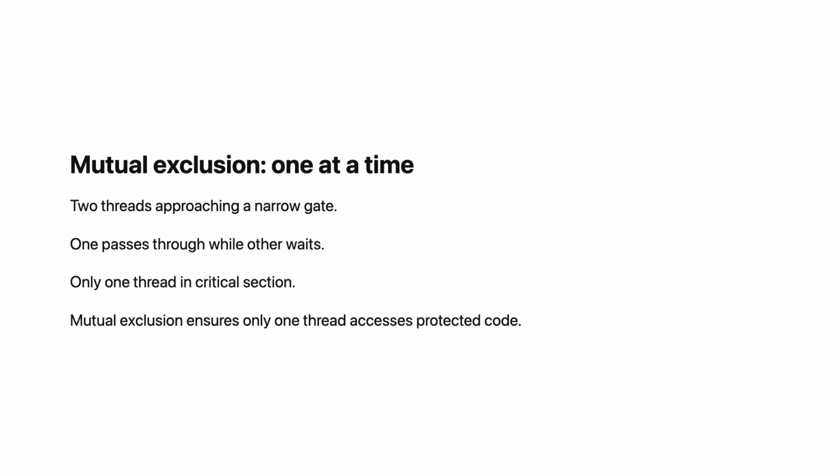Locks implement it. Synchronized blocks use it. The cost is waiting. Threads that could run in parallel must wait for each other. Concurrency is reduced to protect correctness.